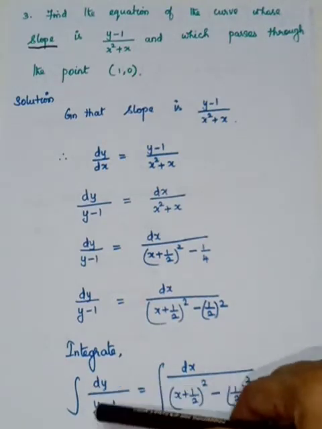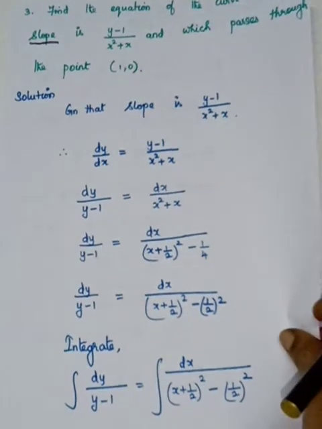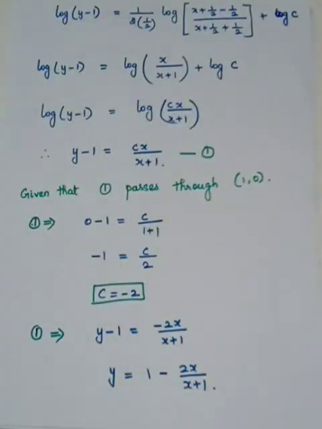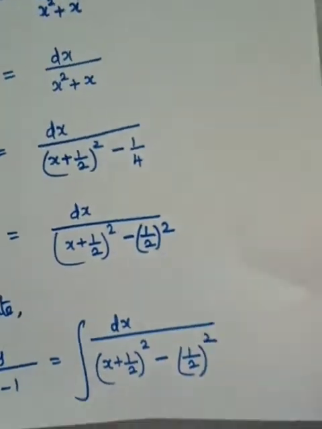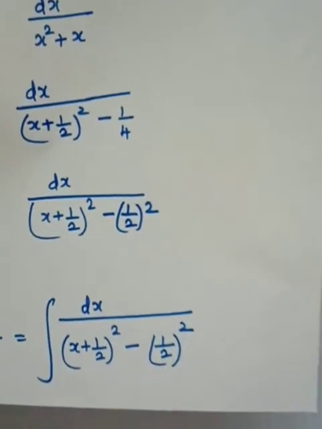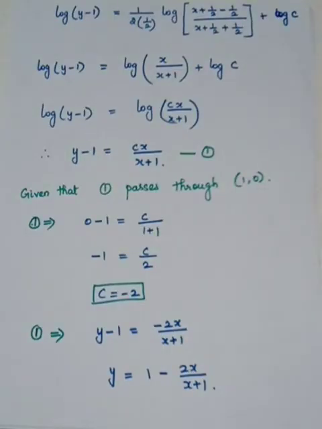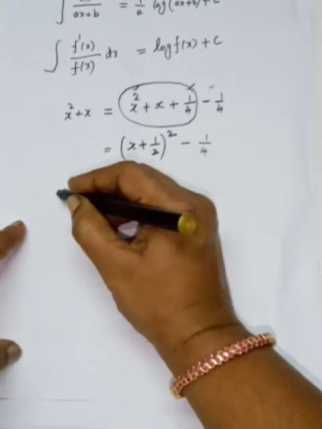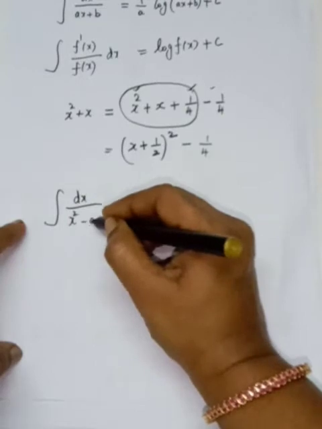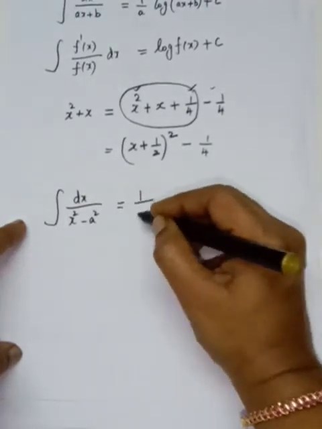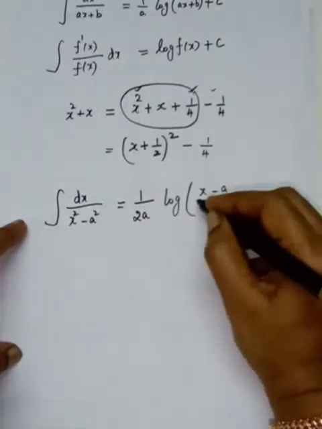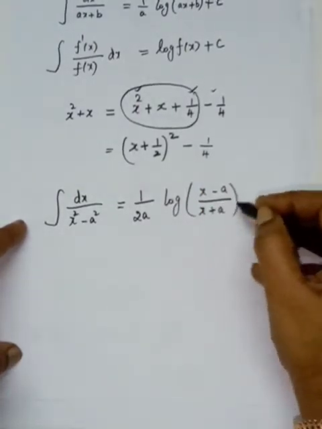So integral dy by y minus 1 can be written as log of y minus 1. So you see, log of y minus 1, and the right side is in the form of which one? Integral dx divided by x squared minus a squared. It is in the form of integral dx divided by x squared minus a square. So the answer is 1 by 2a log of x minus a divided by x plus a plus c.